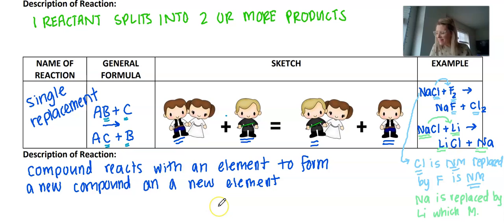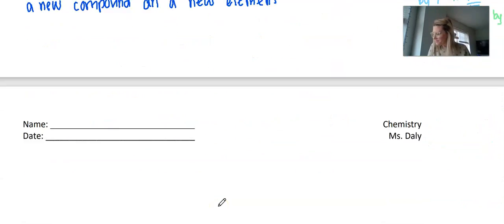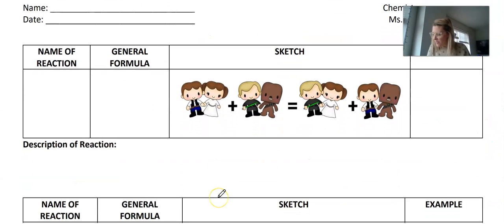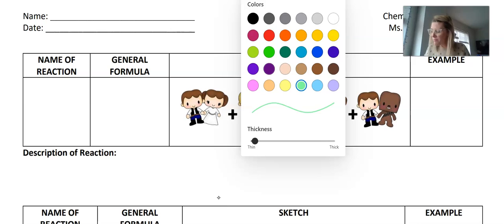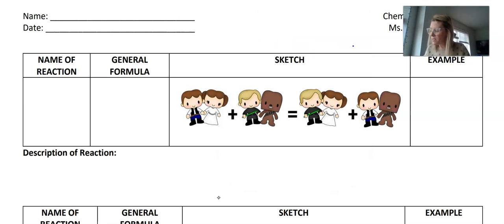Let's continue on in our types of reactions. So here we have our fourth type of reaction, and here you can see we have two different couples becoming two different couples, okay? And so if one couple swapping spots with one person is called single replacement, then this is going to be called double replacement, okay?